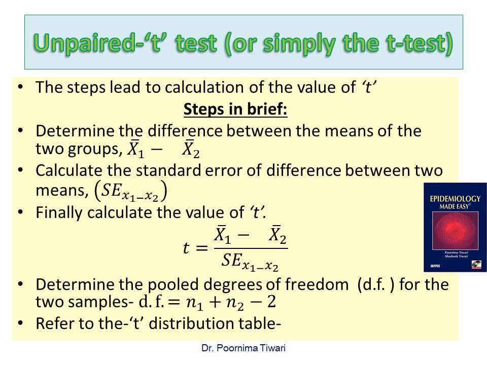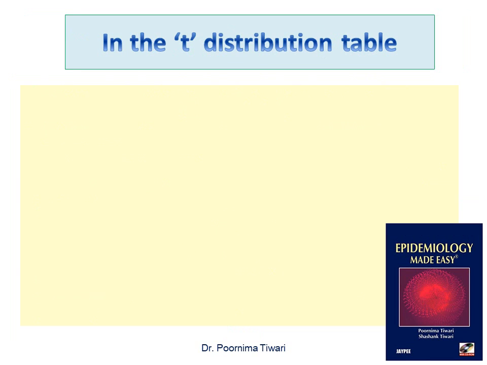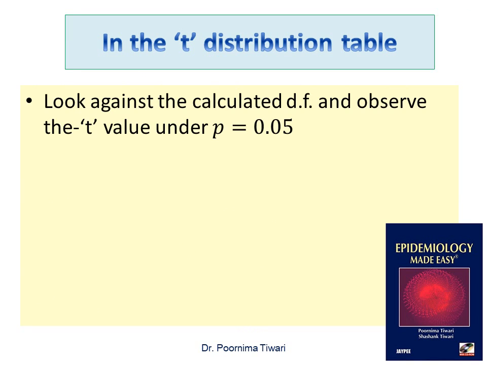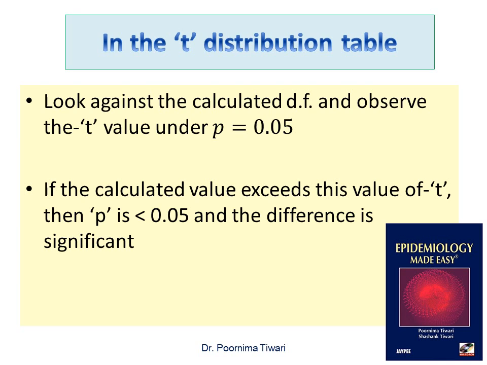Next, we refer to the t distribution table. What do we do in the t distribution table? Similar to the chi-square table, look against the calculated value of degrees of freedom and observe the t value under p equal to 0.05. If the calculated t value exceeds the table value of t that we saw in the table, it automatically means that P is less than 0.05 and the difference is significant.